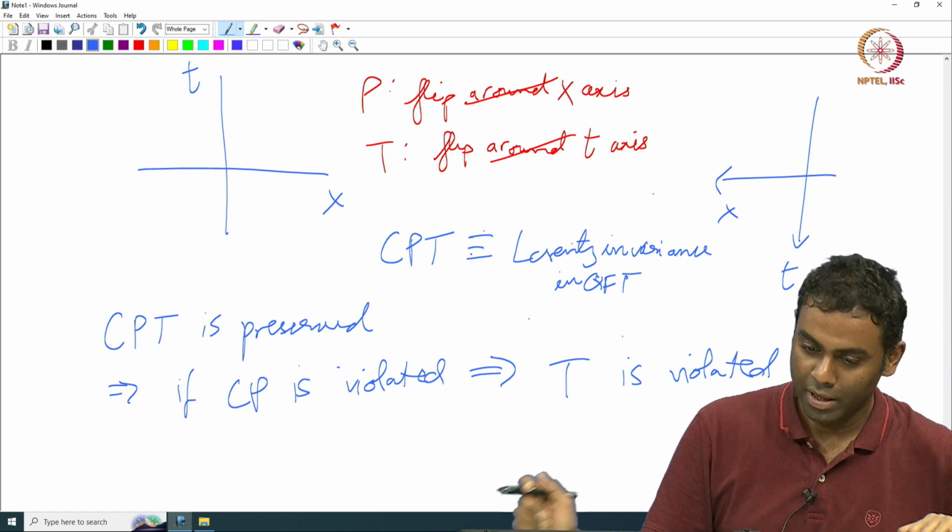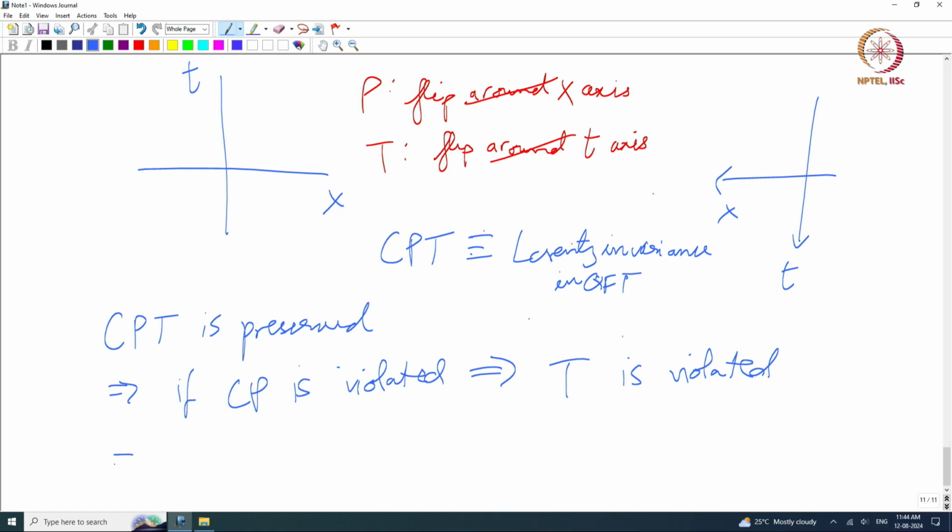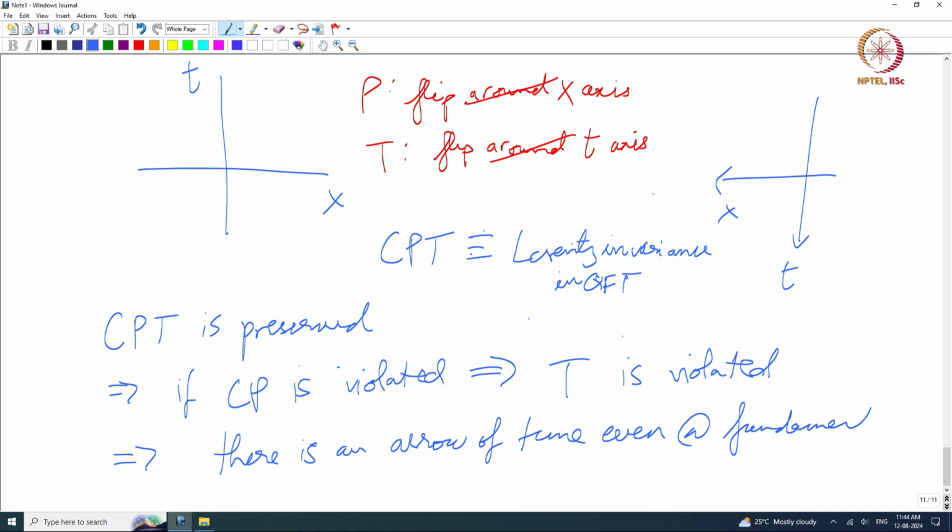Okay. So what does this mean in somewhat philosophical terms? It means that there is an arrow of time even at a fundamental level. What do I mean by that? All of this we are doing at some microscopic quantum level, right? We are using quantum field theory, quantum mechanics and so on. So at a fundamental level, there is a direction in which all things flow. There is a direction of time.